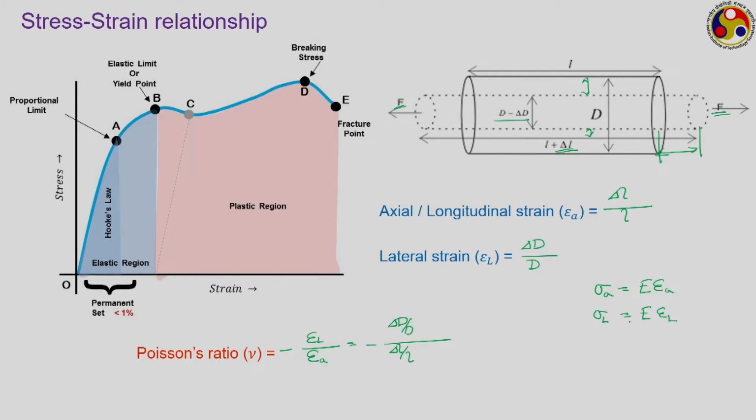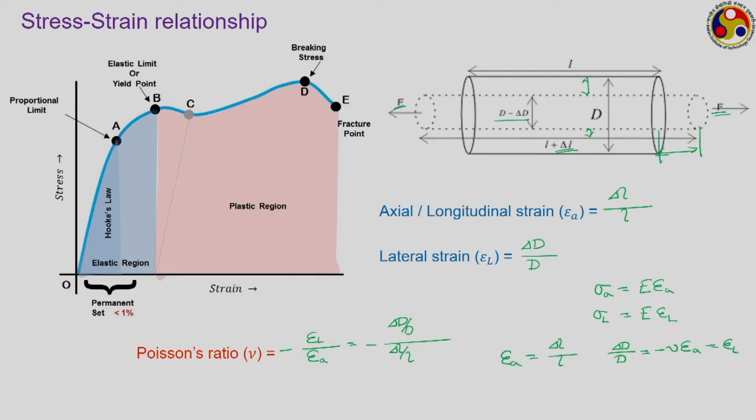And also, once we know one of the strains, we can always calculate the other one in terms of the Poisson's ratio. Suppose we know epsilon A is given as delta L upon L. Now, how can we define the ratio delta D upon D? That can always be represented as minus nu into epsilon A, which is our epsilon L. Therefore, using the idea of Poisson's ratio, just one of the strains is sufficient to represent the other one as well.